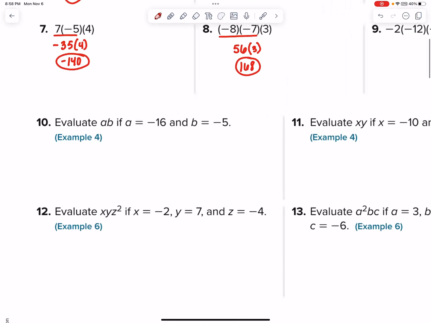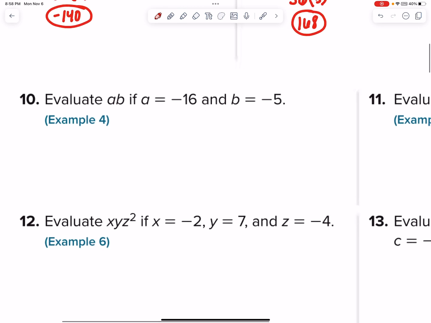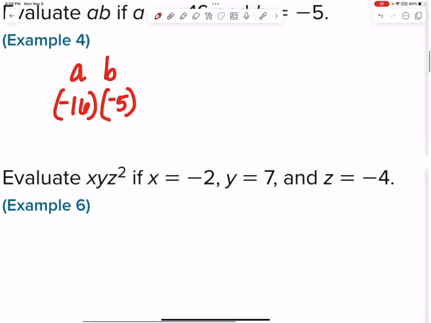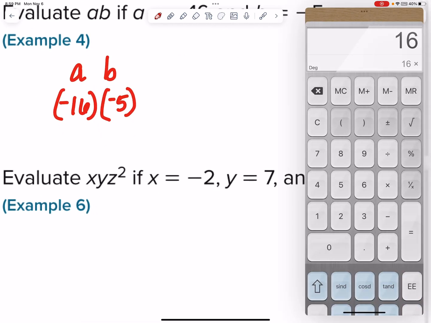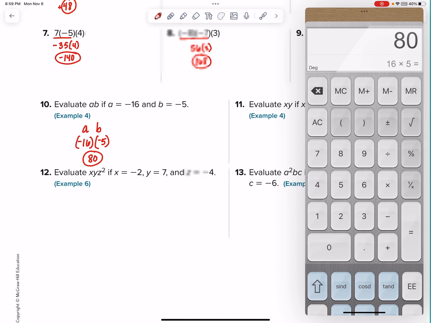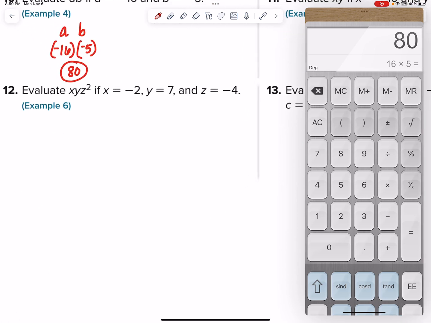Let's go ahead and do some substitutions and evaluate the expression. So I have A times B. A is negative 16. B is negative 5. I hate to hate, so I actually love. 16 times 5 is 80. Okay. All right, let's try this one.